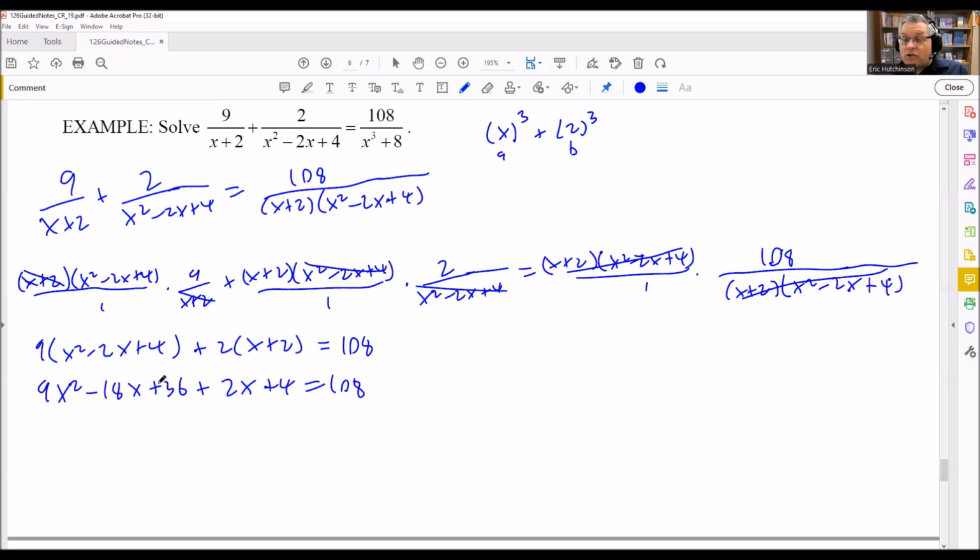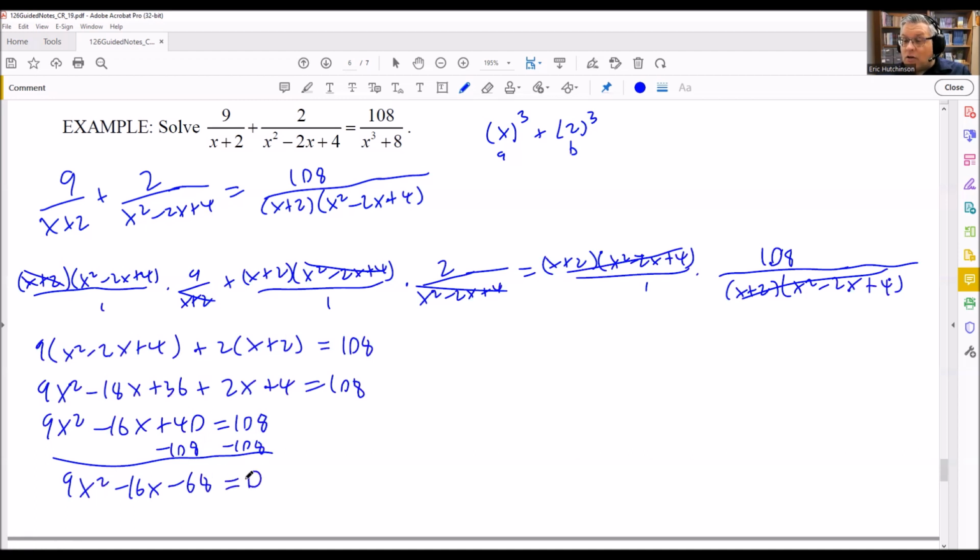And now we just have to add like terms together. Negative 18x plus 2x, negative 16x we have there. And I have 36 plus 4 is 40. So since it's a quadratic, I need to bring everything all over and set it equal to 0. So I want to subtract 108 from both sides. So 9x squared minus 16x. Then I have 40 minus 108, it's going to be minus 68 equals 0. So now I need to factor this one.